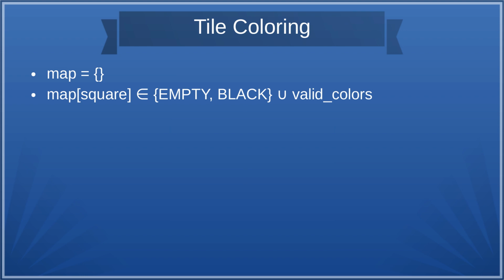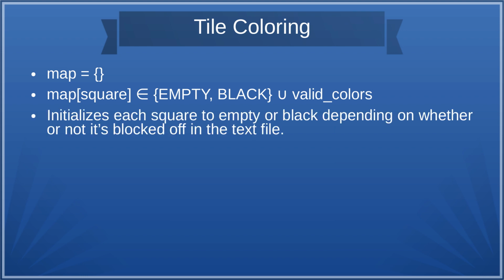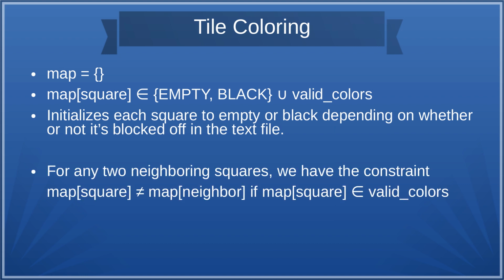Like in your homework, we represent our value here as a dictionary, whose keys are points and whose values are colors. We also use 2 special values, empty and black, in addition to our valid colors. These allow us to initialize squares differently depending on whether or not they are blocked off in the map file specifying the problem. As I mentioned before, most constraint satisfaction problems will have some data structure that maps items to assigned values. Our constraint is that no 2 horizontally, vertically, or diagonally adjacent squares can have the same color assignment.